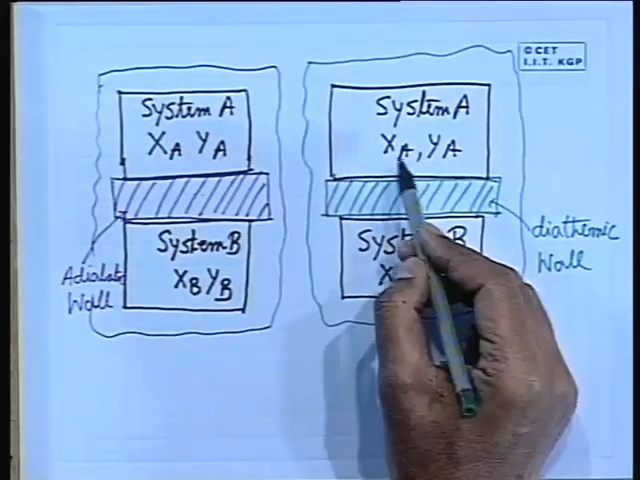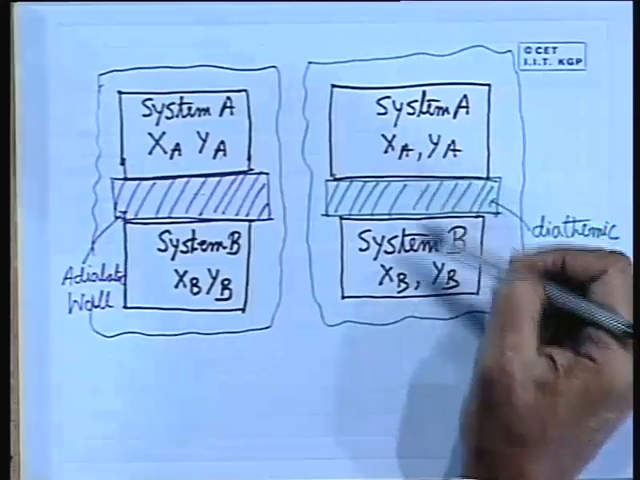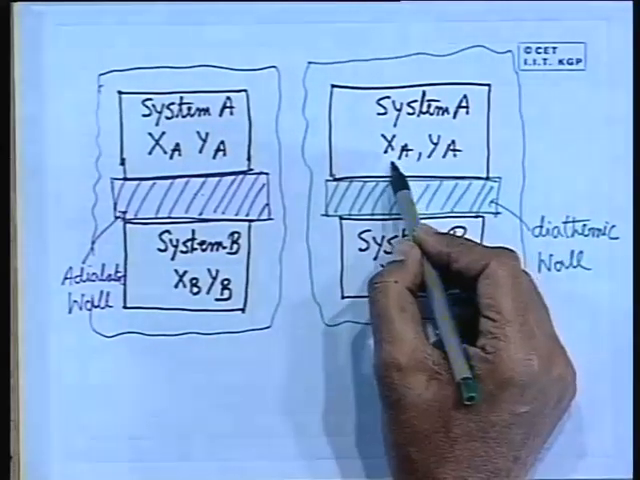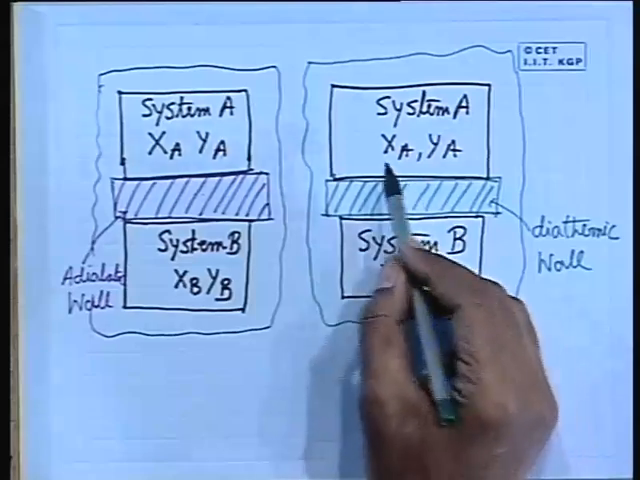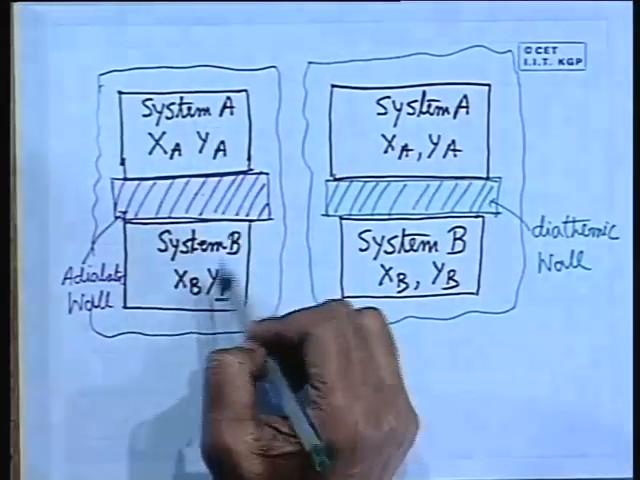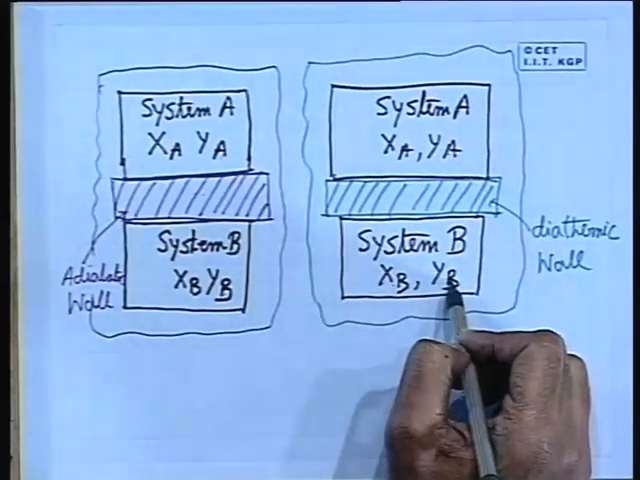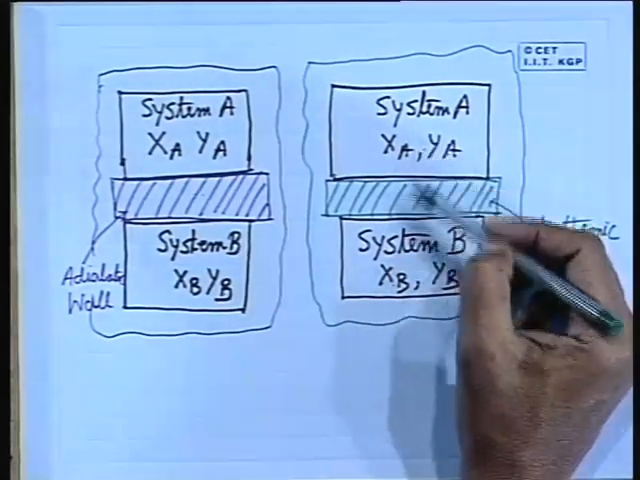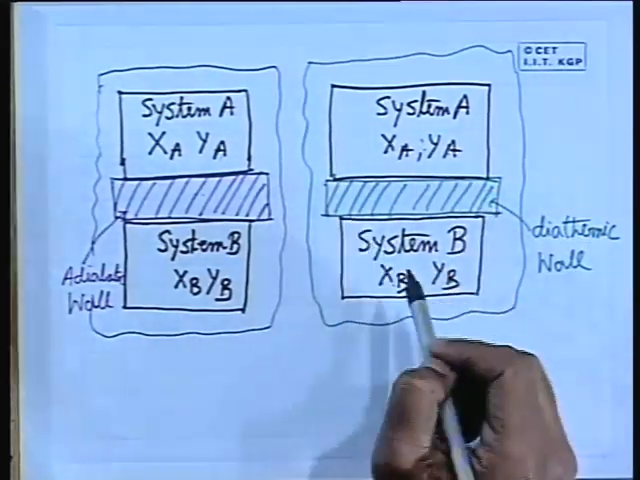place by virtue of which XA, YA and XB, YB will change, and the equilibrium will be attained by the two systems only at certain restricted values of XA, YA and XB, YB. That means we cannot have arbitrarily all possible values of XA, YA, XB, YB. So some restricted values will be possible, so that no further change will take place between the two systems if they are separated by a diathermic wall.